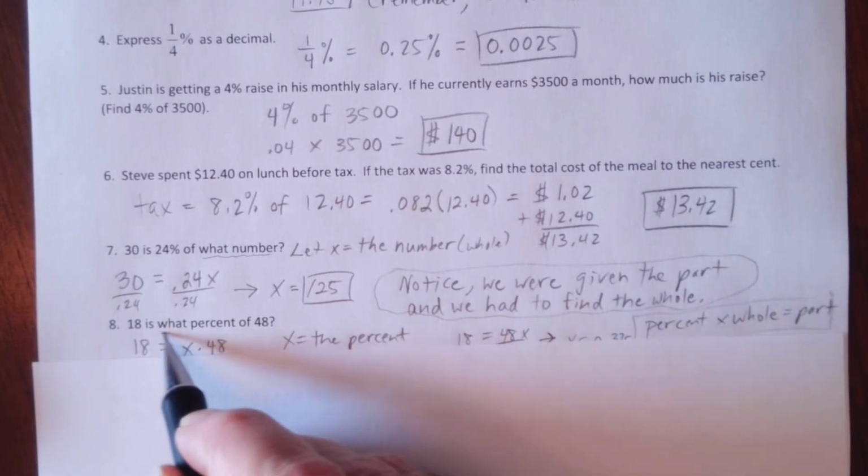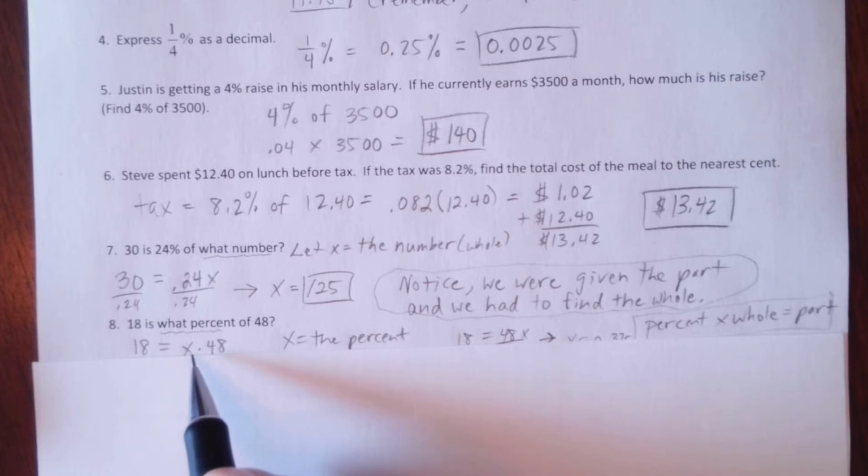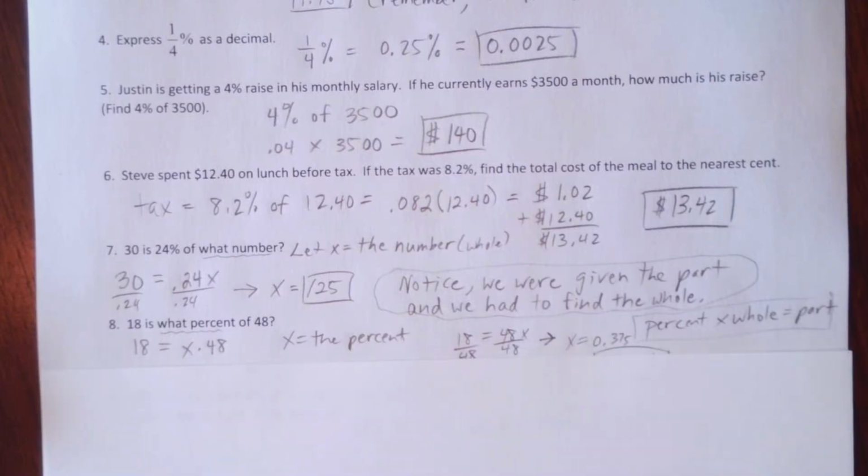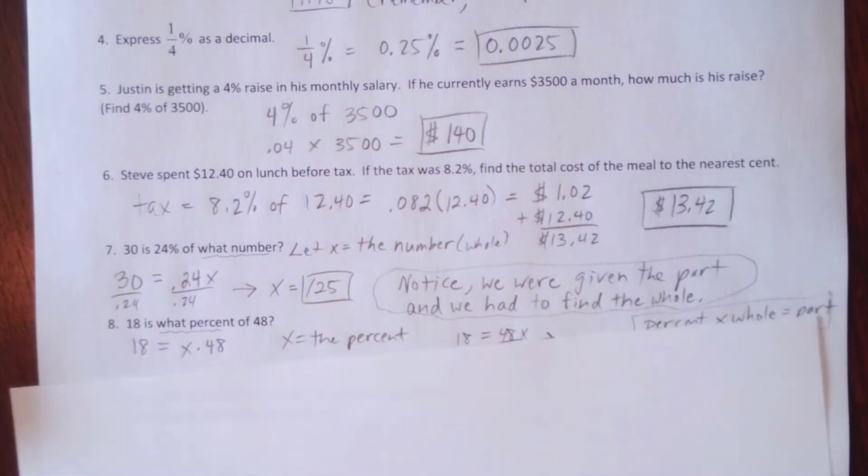Notice that's what we're looking for. So we have 18 is, or equals, what percent, that's what we're calling x, of, or times, 48. And so this is the equation we need to solve to find out the percent. So that's what I've done over here. You have 18 equals 48x.